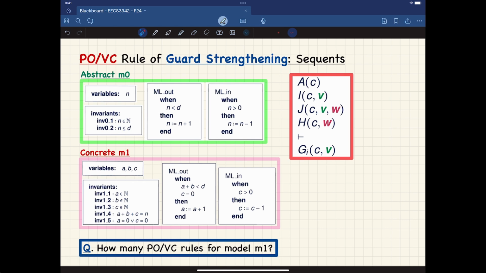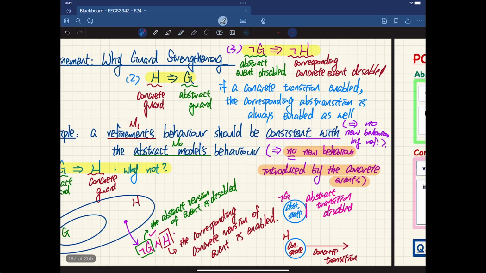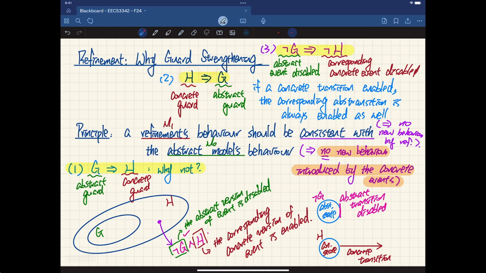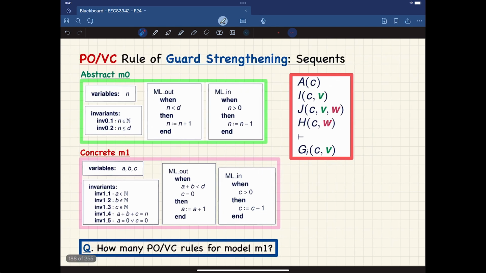You can see we got H here implies G, right? So what does it say? That tells you this will be the proof obligation for guard strengthening. And notice that the G over here is indexed by I here, which can be either the guard for ML out, or it could be the guard for ML in, either one.